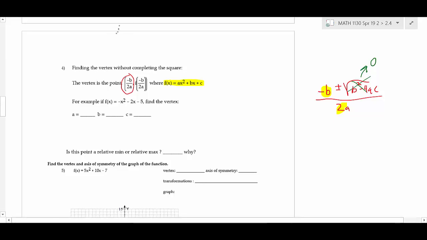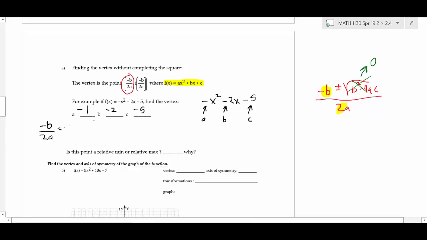So in this particular problem, I'm going to take this example. We have negative x squared minus 2x minus 5. Well, you just identify what everything is. A is negative 1. B is negative 2. And then C is negative 5. So if it's in the multiplied out form of the quadratic, you just do that. Then what you want to do is negative b over 2a.